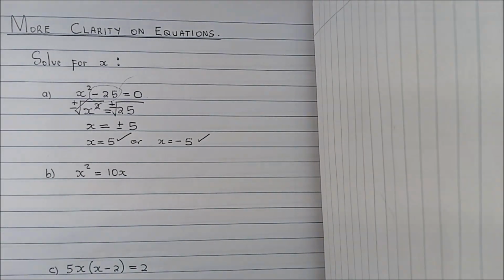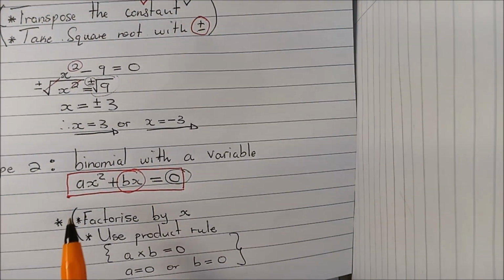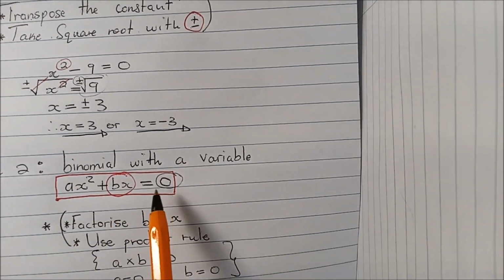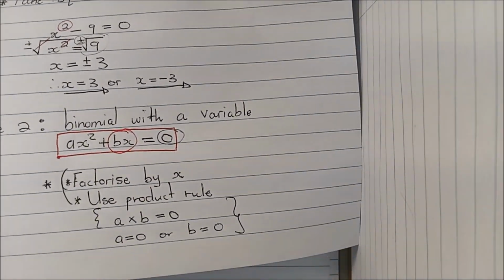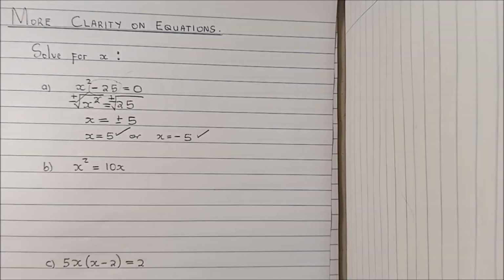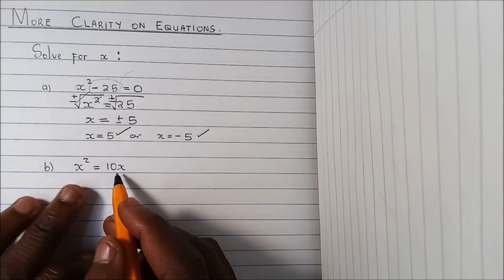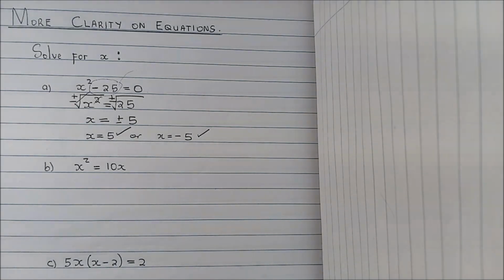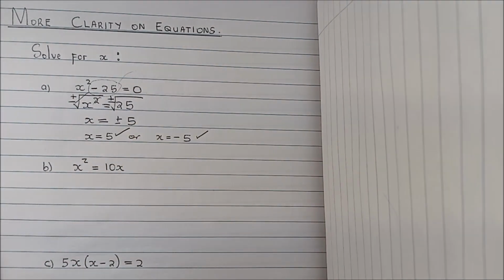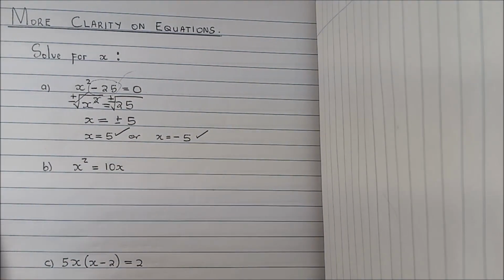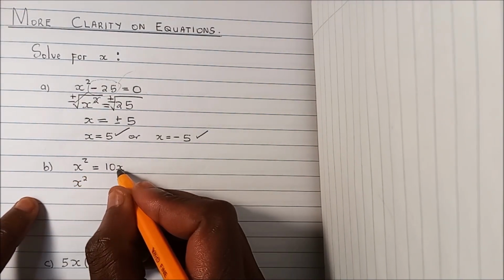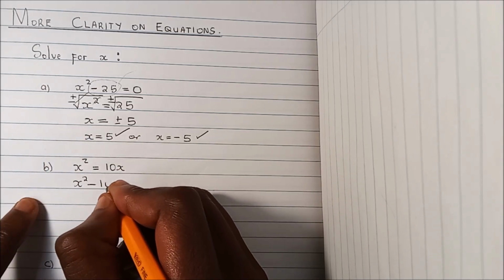Which type is the second question? We have the binomial with a variable. So we have ax squared plus bx equals 0. So now how do you solve that one? You factorize by x and use product rule. So now let's go ahead and do that. But are you aware it's not in the form? Remember what I said. We don't need a number on that side. So we need to get rid of that 10x. Get it to the other side so that we get 0, so that we can do our thing. So x squared, the 10 is positive. If it goes to that side, it will be negative.